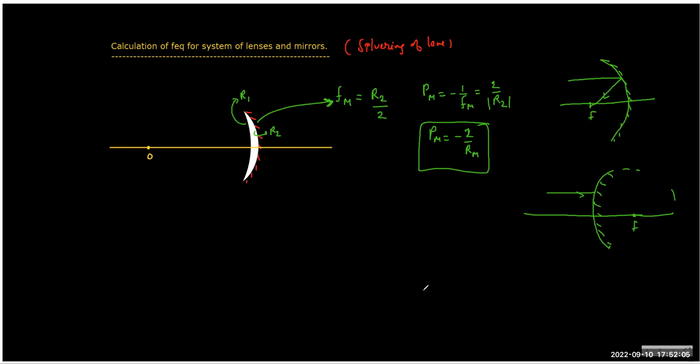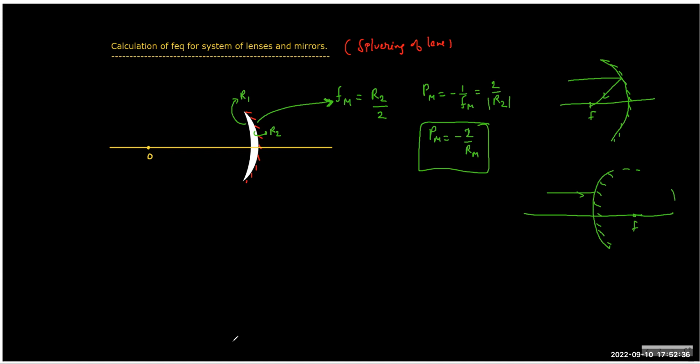And so for any diverging system, the power must be negative. Understood? For any diverging system, power is negative. Is this clear? Yes or no? Hello? Yes. Is this clear? Yes. Okay. Now the question is how to solve question when we have silvering of lens.